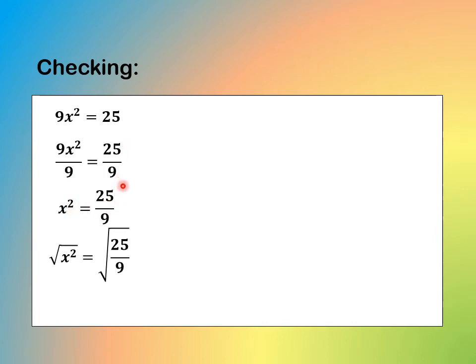And then, extract, get the square root of both sides. So, the square root of x squared is equal to the square root of 25 over 9. So, we have x is equal to positive negative 5 thirds, or the roots of 9x squared is equal to 25 are positive 5 thirds and negative 5 thirds. Okay, so those are its two roots.